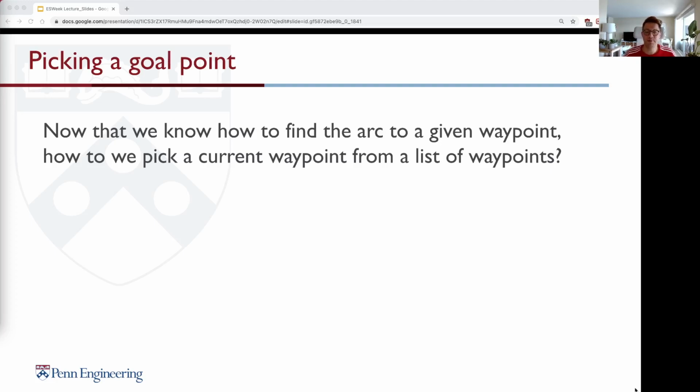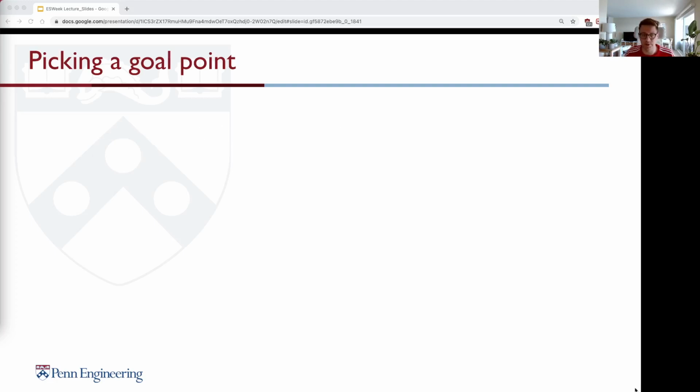So the next part in this calculation is the main question. What is the next waypoint? Like, how do we find the arc given the waypoints, and how do we pick a current waypoint based on our list of waypoints? Because our race line is defined by maybe 1,000 waypoints. What is the waypoint we want to follow? Is it the one that is next to us, or is it the one that is next to us plus 5 meters away? So how do we pick this goal point?